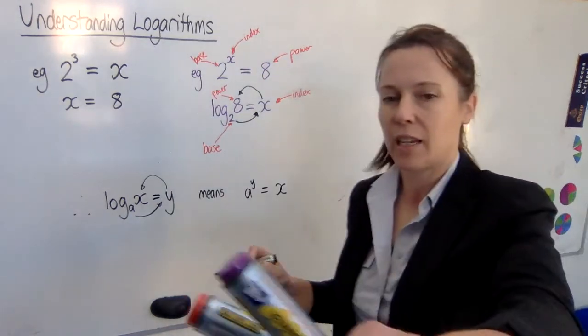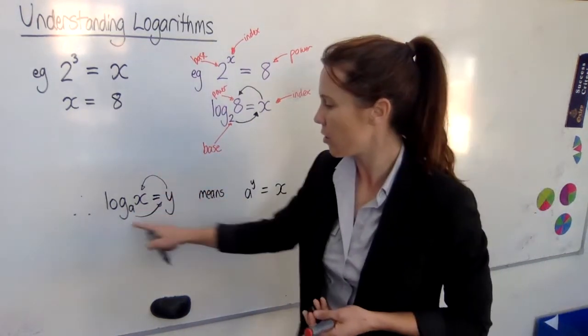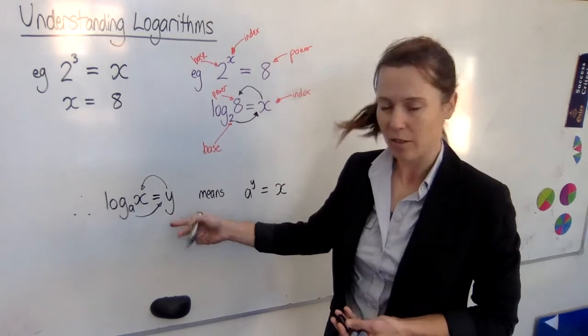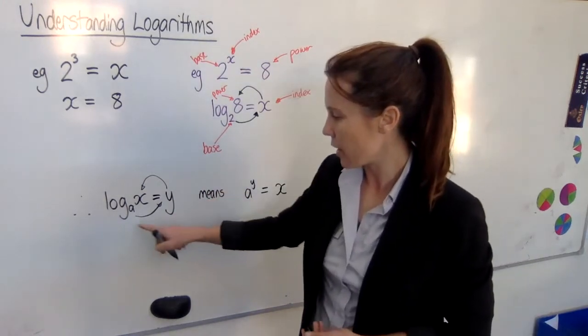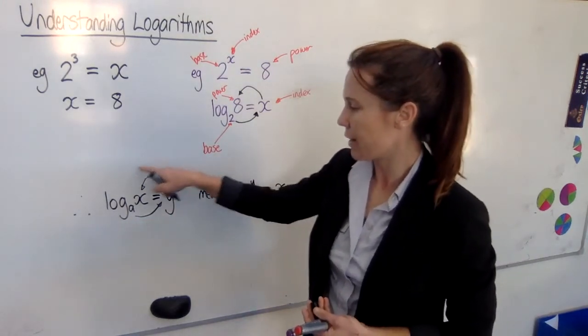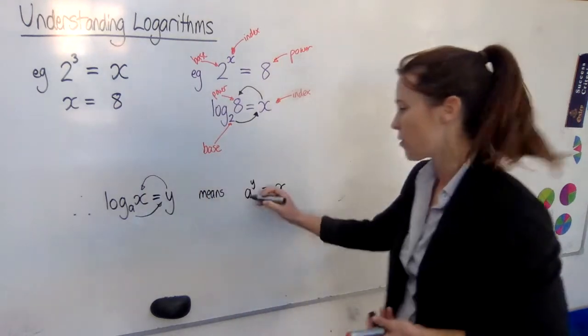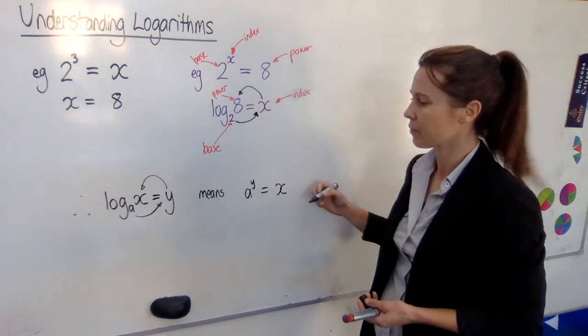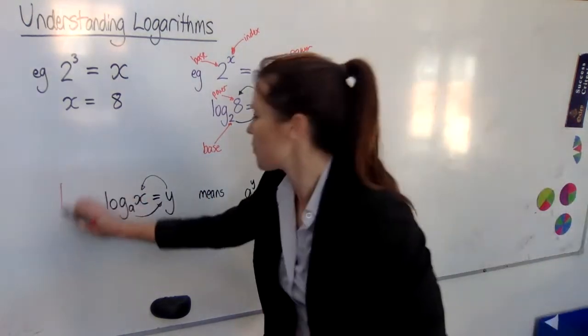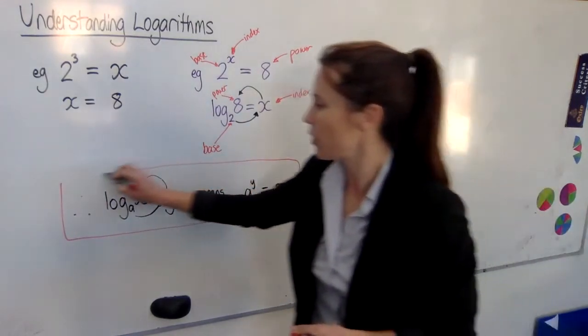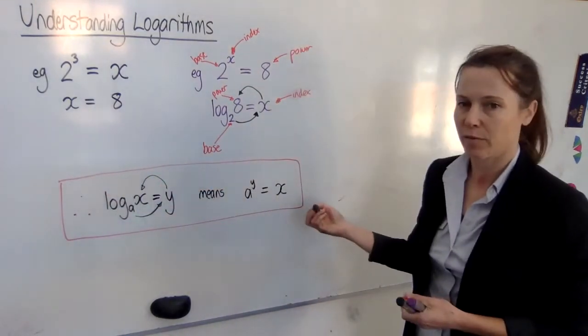So I call this telling the story. As you look at a log expression or equation like this, tell the story and say a to the power of y equals x, and you can rewrite it like this. So let's put a nice big box around that. That's a rule that we need to memorise and understand fully.